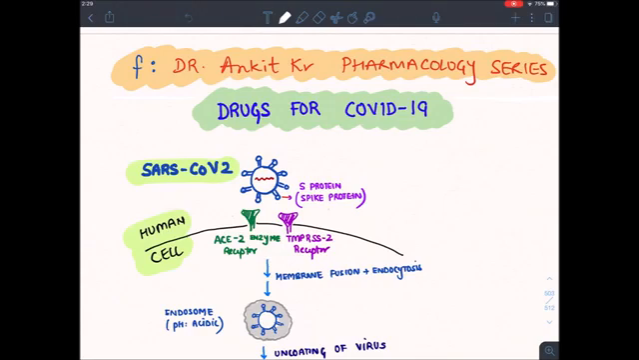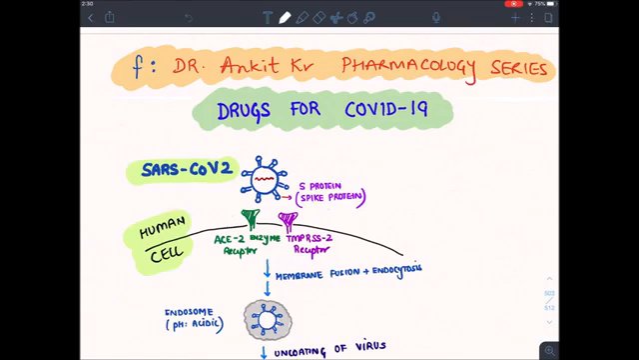So in this section let's discuss certain new drugs for coronavirus, which causes a disease that is COVID-19. COVID-19 stands for CO for corona, V for virus, I for infectious, D for disease, and 19 symbolizes that it appeared in the year 2019. So let's first discuss how this coronavirus infects a human cell.